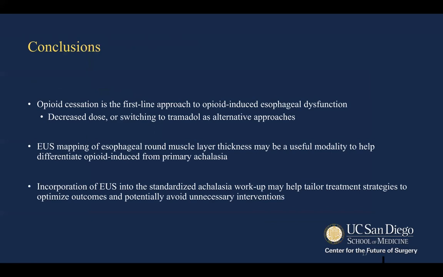In conclusion, opioid cessation should be the first-line approach to opioid-induced esophageal dysfunction. Other alternatives include decreased dosage of opioid therapy or switching to tramadol as an alternative approach. We have found that endoscopic ultrasound mapping of the esophageal round muscle layer thickness may be a useful modality to help differentiate opioid-induced from primary achalasia. We believe that incorporation of EUS into the standardized achalasia workup may help tailor treatment strategies to optimize outcomes for these patients and potentially help avoid unnecessary interventions.